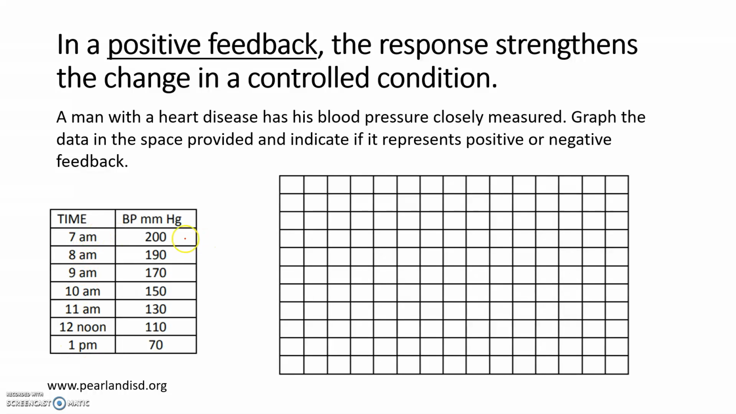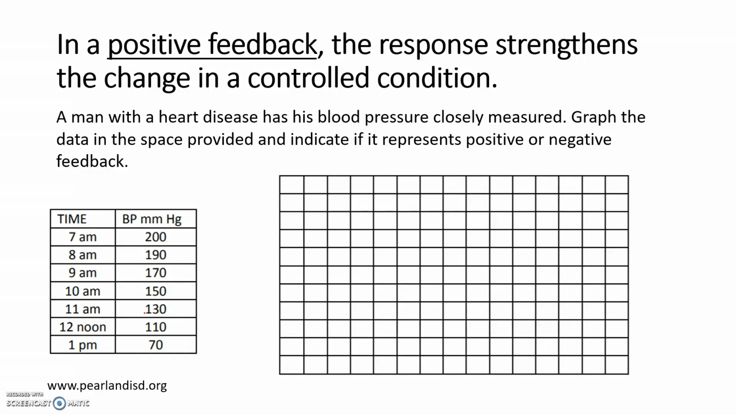At 7 a.m. his blood pressure was 200. At 9 a.m. it was 170. At 11 it was 130. And at 1 it was 70. So what's really happening is his blood pressure is dropping down. So let's try to plot this on our graph.